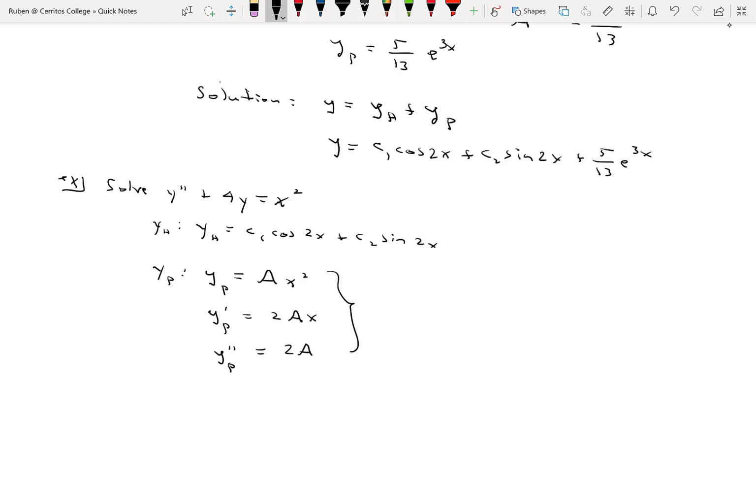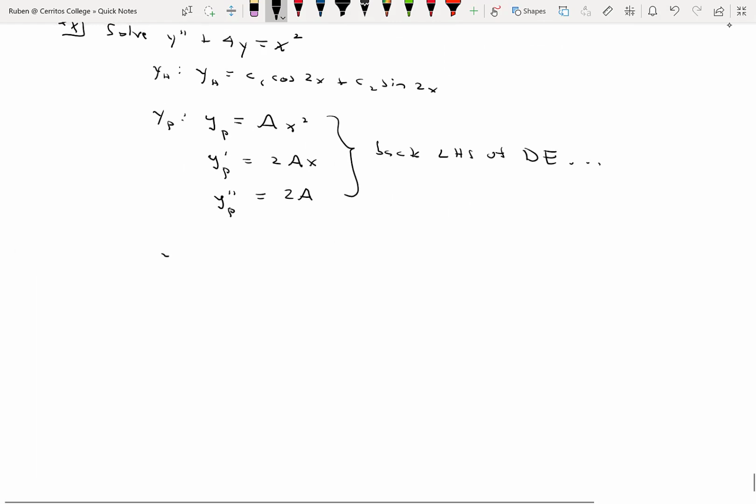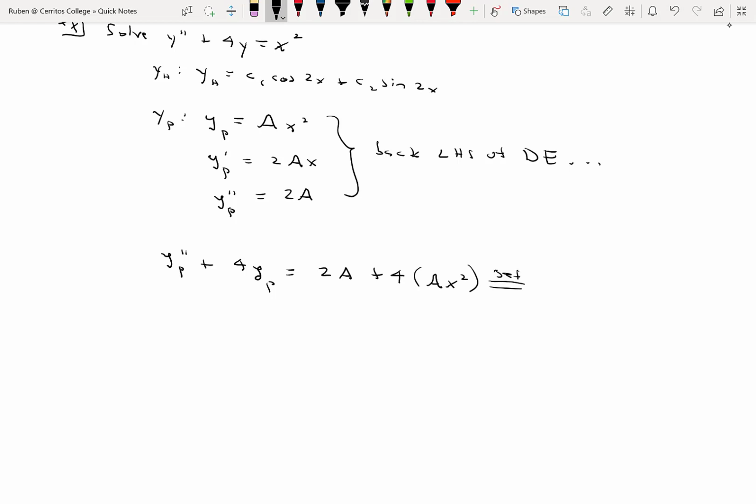And then substitute this back into the left-hand side of the differential equation. If I substitute it in, I'm looking at y sub p double prime plus 4 y sub p. Y sub p double prime is 2a, plus 4 y sub p, and y sub p is ax squared. And that must equal the right-hand side.